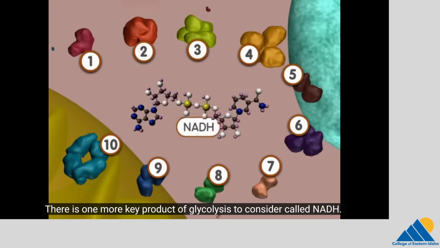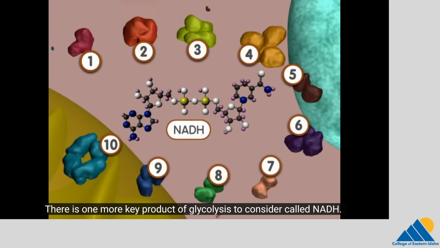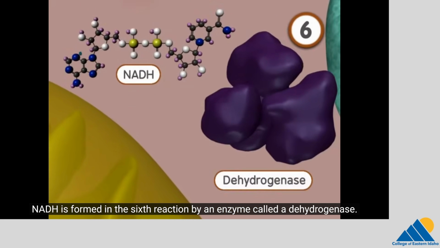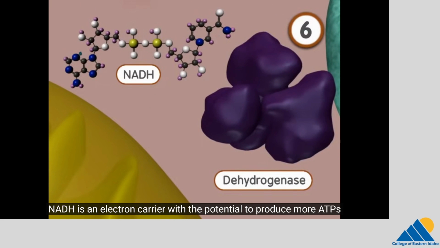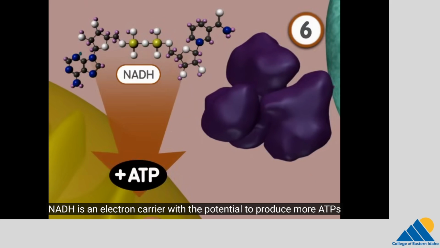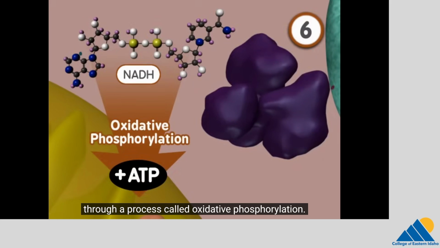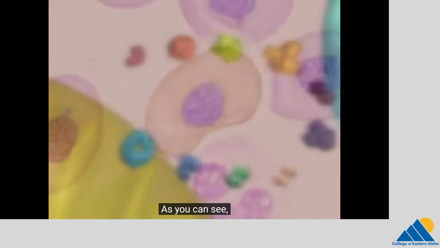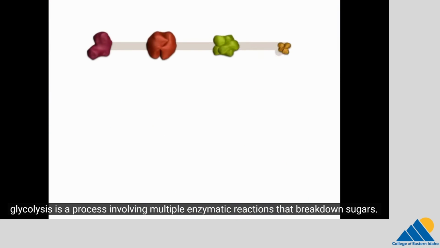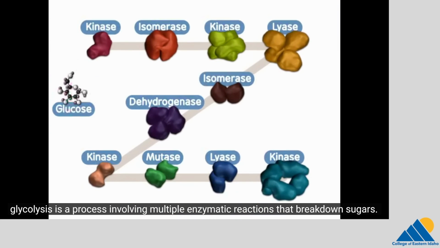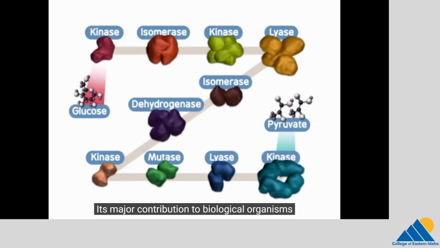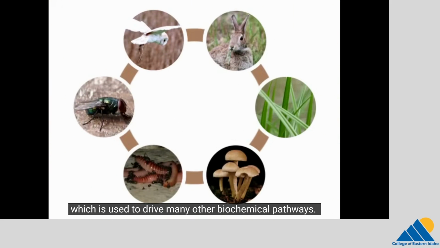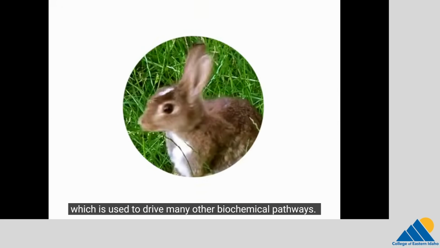There is one more key product of glycolysis to consider, called NADH. NADH is formed in the 6th reaction by an enzyme called a dehydrogenase. NADH is an electron carrier with the potential to produce more ATPs through a process called oxidative phosphorylation. Details of that process are shown in a separate animation. As you can see, glycolysis is a process involving multiple enzymatic reactions that break down sugars. Its major contribution to biological organisms is the production of ATP, which is used to drive many other biochemical pathways.